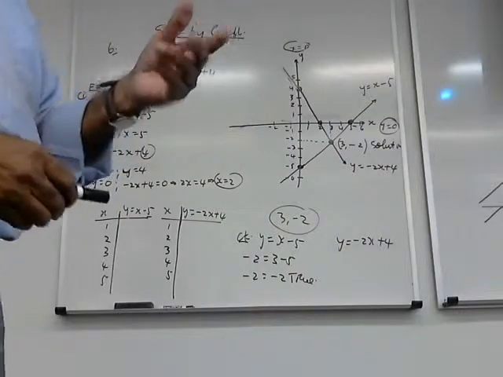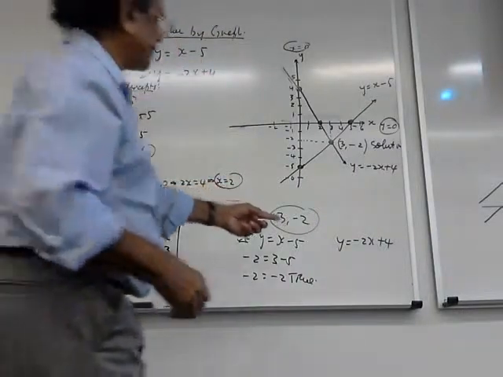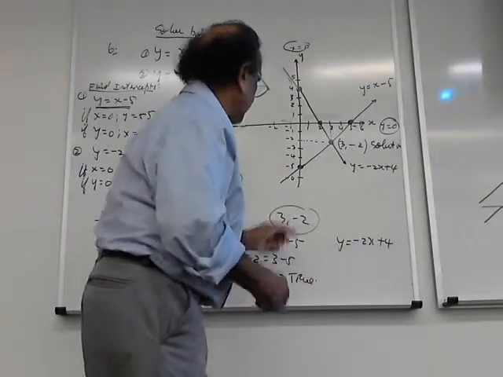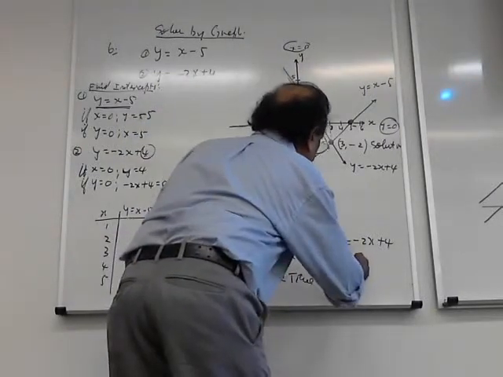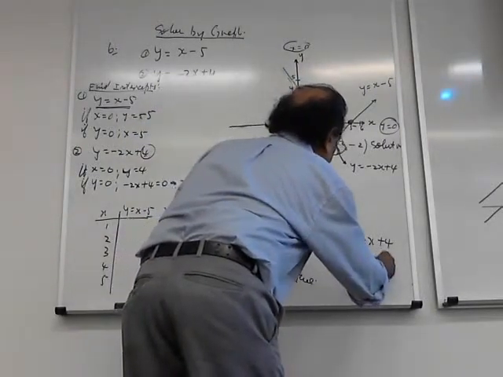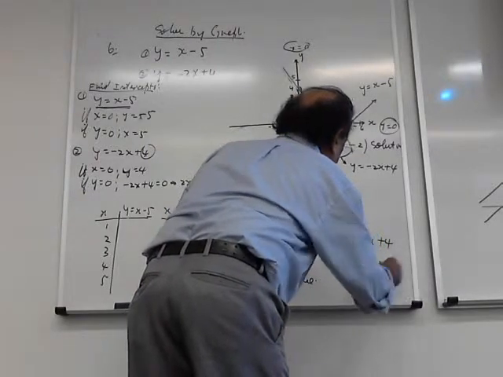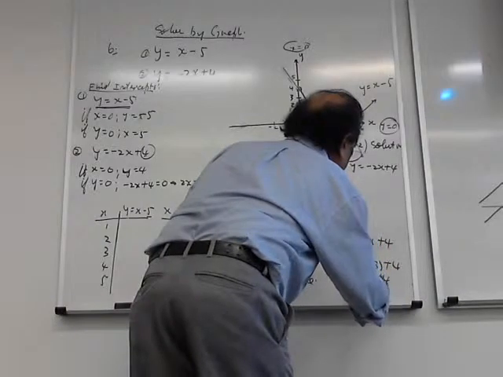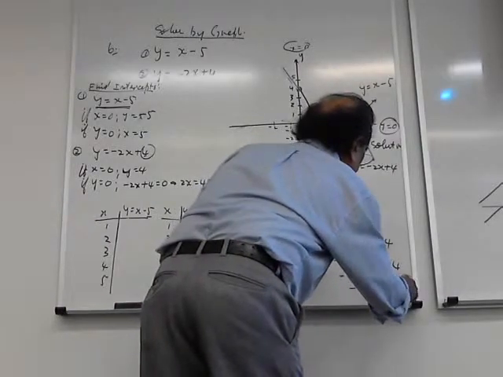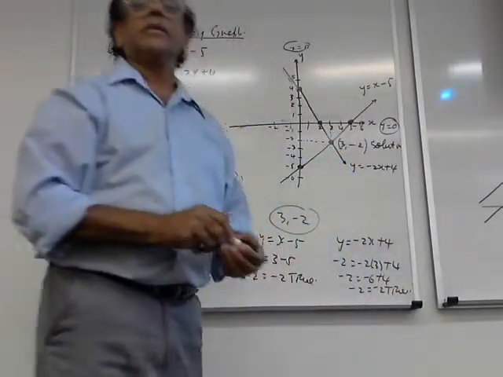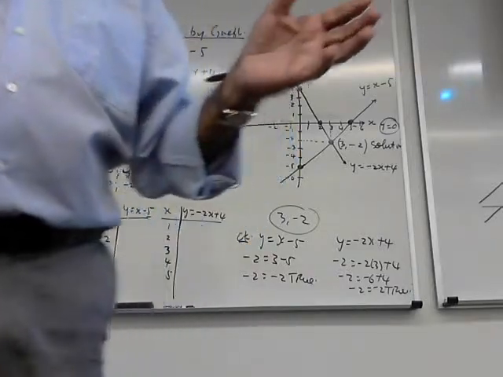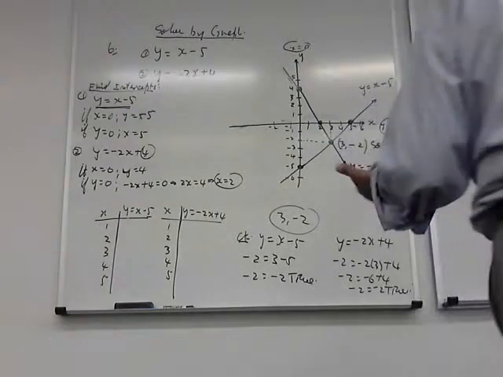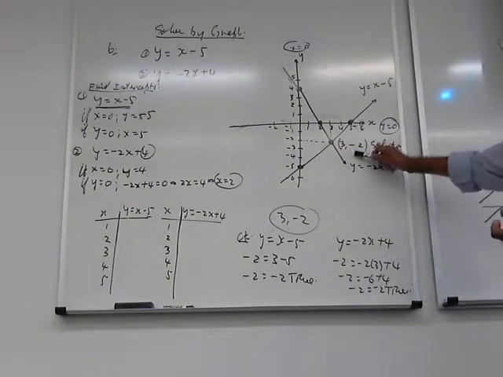Now let us go ahead, class, and check the other equation. Our x is 3, y is minus 2. So then minus 2 is going to be equal to minus 2 times 3 plus 4. Minus 2 is going to be equal to minus 6 plus 4. Minus 2 equals minus 2. This is true. So in both cases, we find that we get a true statement and we are convinced that this is the solution by graphing.